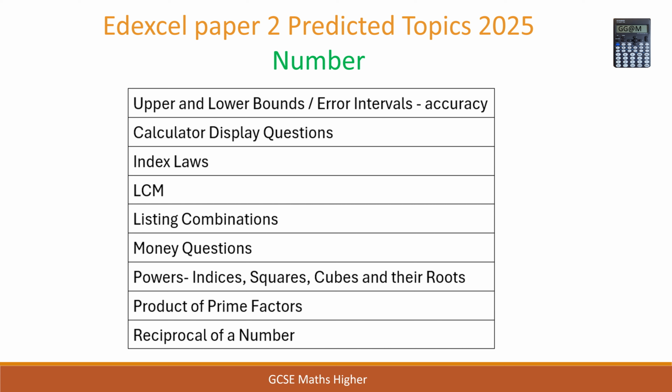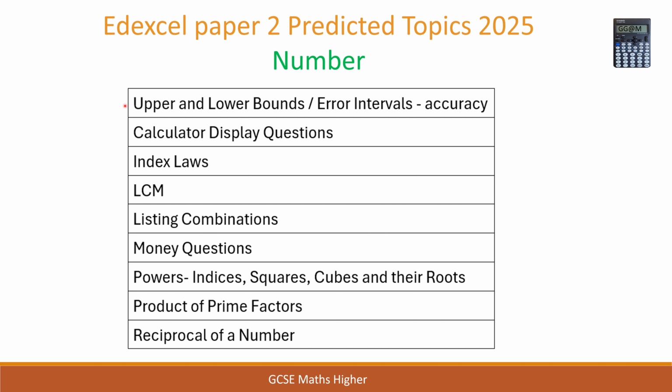Hello, well this is what you've been waiting for, the Edexcel Paper 2 Predictive Topics for 2025. So in front of you, you've got a list of all the number topics that haven't come up in Paper 1. So these will either appear in Paper 2 or Paper 3, the calculator papers that you've got left. So these are the list of topics.